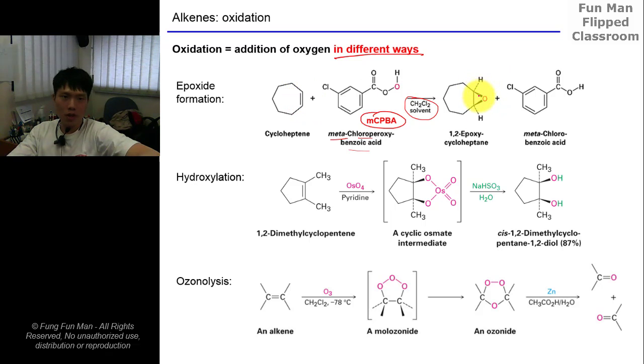And take note of that epoxide, because you need to have a 3-member ring, so these new bonds here must be from the same side. So again, it is like a syn attack. And this is the byproduct.